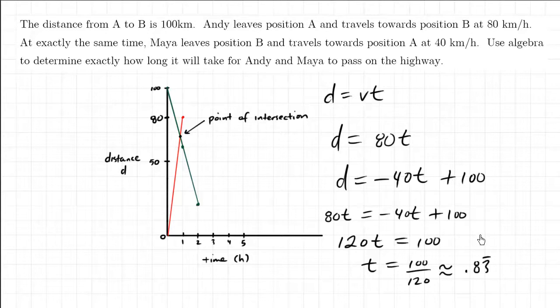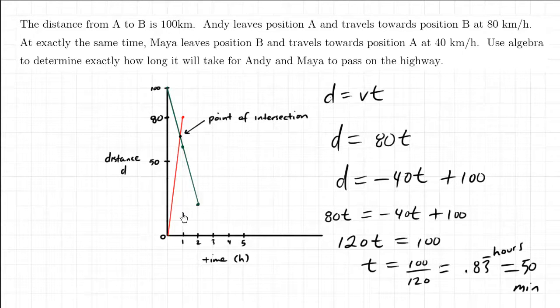And then if you want minutes, to the nearest minute, if that's what the question was, I would multiply by 60, since there's 60 minutes in an hour. So if we want minutes, this is exactly 50 minutes. 0.8333 hours times 60 is 50 minutes.